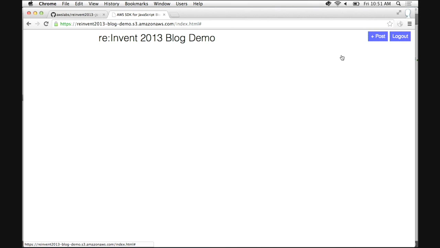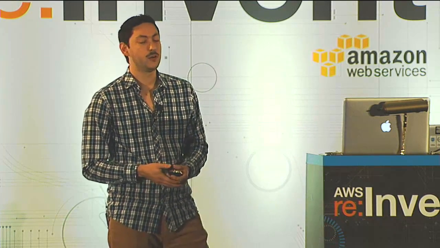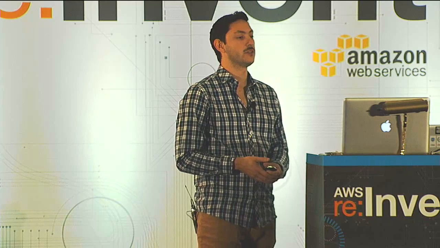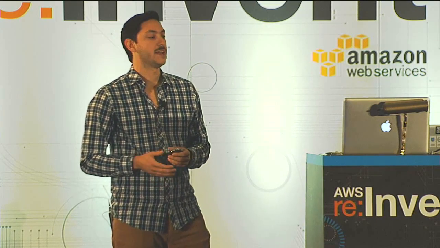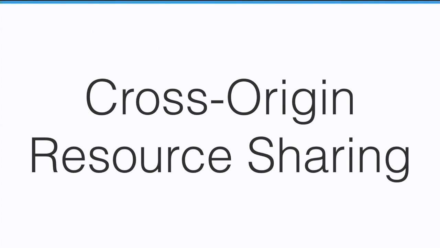We're going to jump back and talk a little bit more about some of the features that I just showed here. So what are some key differences between 3-tier and 2-tier? I talked a lot about logging in, and I talked a lot about how to manage credentials. Browser security is very different when you're developing 2-tier applications, specifically when you're dealing with CORS and when you're dealing with credentials on devices. So it's really important to understand how it works and how it's different from a 3-tier architecture. So let's talk about cross-origin resource sharing.